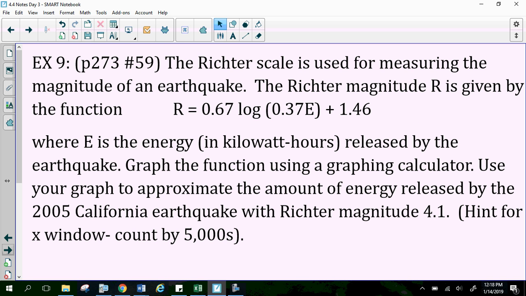So here's our first one. This is for the magnitude of an earthquake. It's given by that function where E is energy released by the earthquake. We're going to graph the function using a calculator. Use your graph to approximate the amount of energy released by the 2005 California earthquake with a Richter magnitude of 4.1.